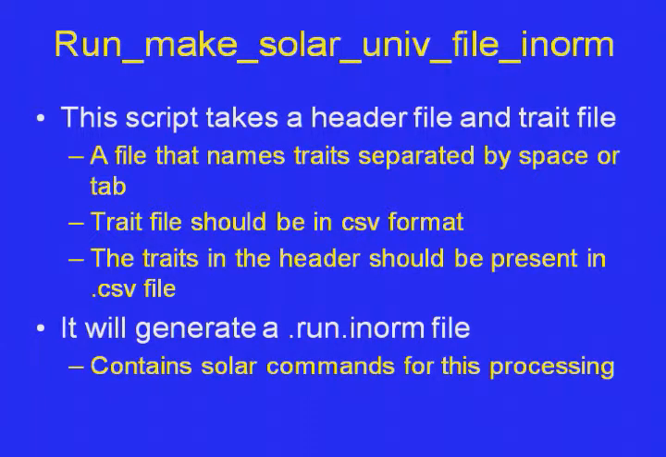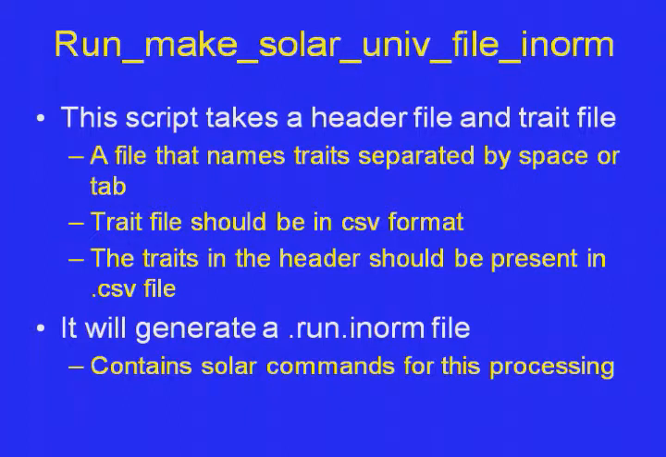So I've made a few shell scripts that will actually create those Solar command files massively. For example, a file that you'll find in that package called run make solar univariate file underscore inorm will take the header file and the trait file and then generate a .run inorm file, which will contain all the Solar commands for this processing.